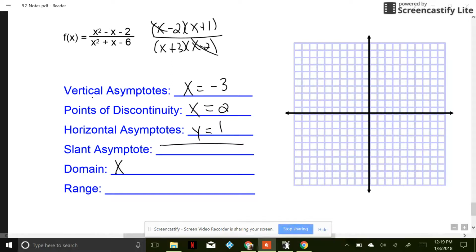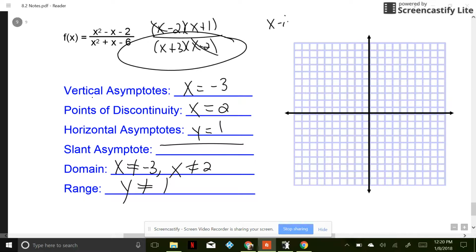Domain, x cannot be -3 and x cannot be 2. Those are both domain issues in our original function here. And our range, y cannot be 1. Last thing we check is for the x-intercepts. That's what's in the numerator that did not cancel. So in this case, we'll have an x-intercept at -1.